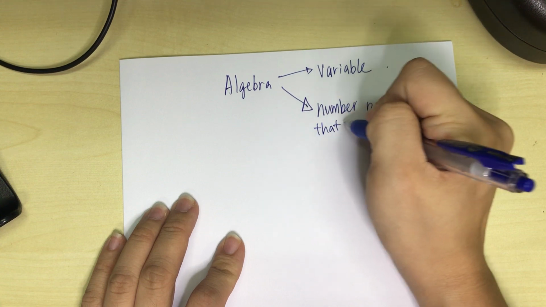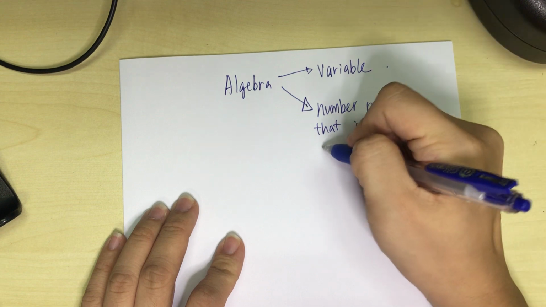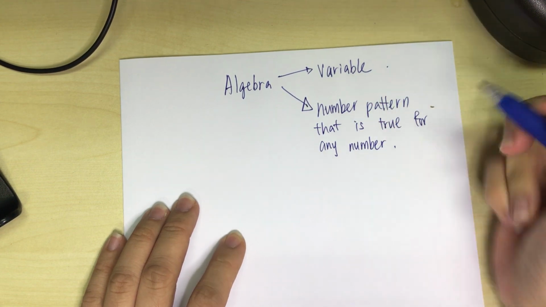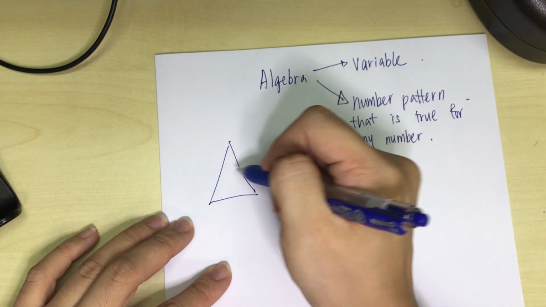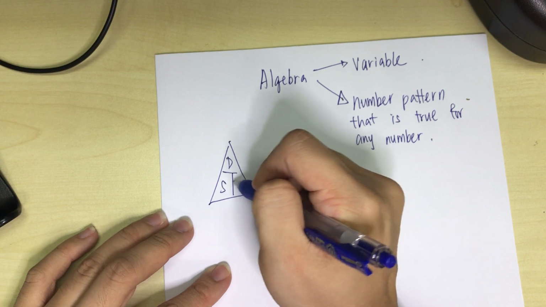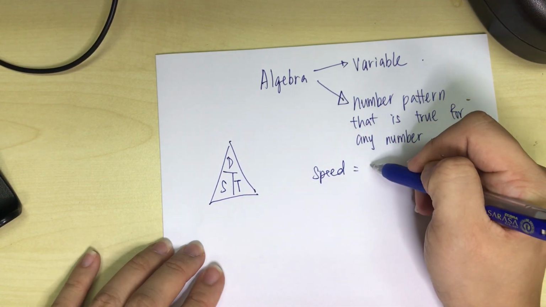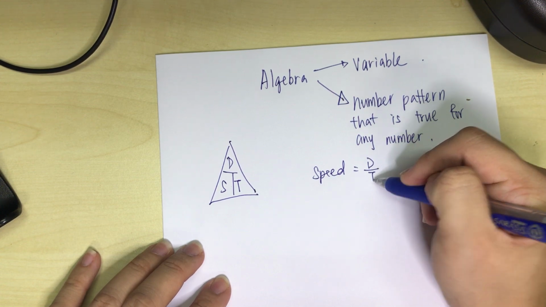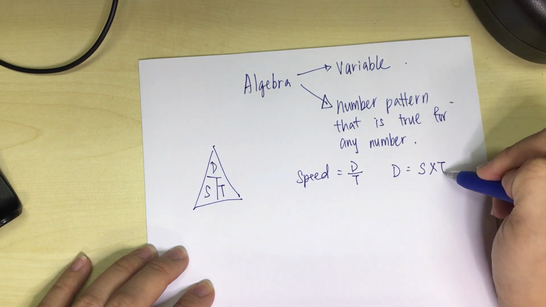that is true for any number. Okay, so for example, you know distance, speed, time. So distance, speed and time. Speed is actually distance divided by time. Okay, distance is speed times time.